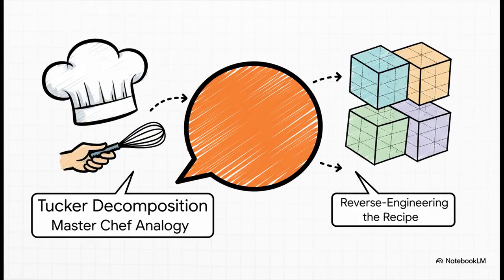Now, there are a few different ways a chef could do this, a few different techniques, but the one we're going to focus on today, the real powerhouse method, is called Tucker decomposition. You can think of this as our master chef's secret, most powerful technique for reverse engineering the recipe from any data dish you throw at it.